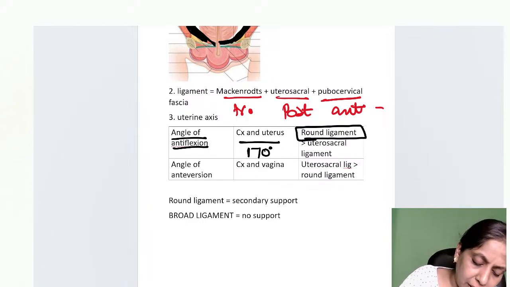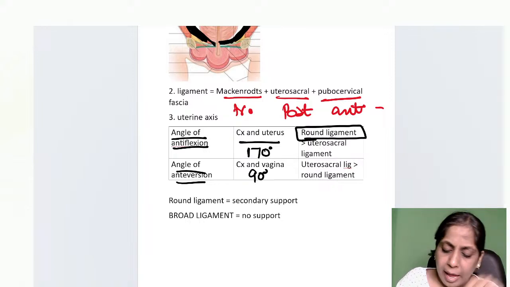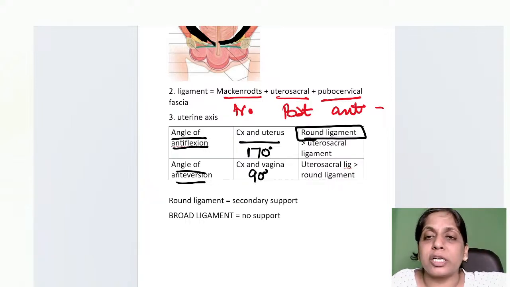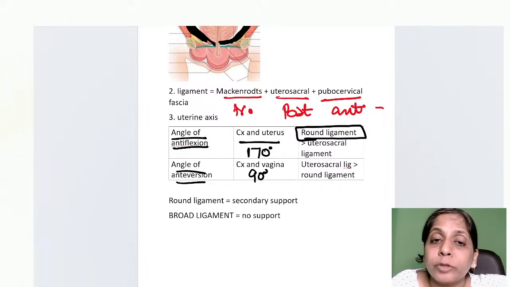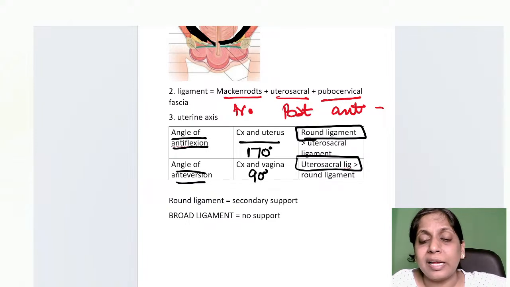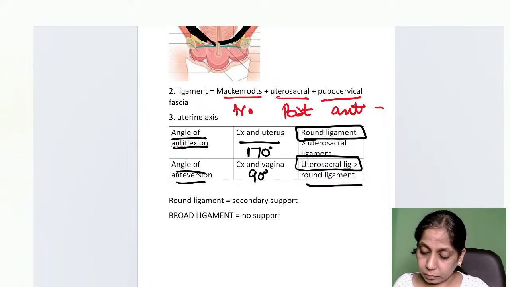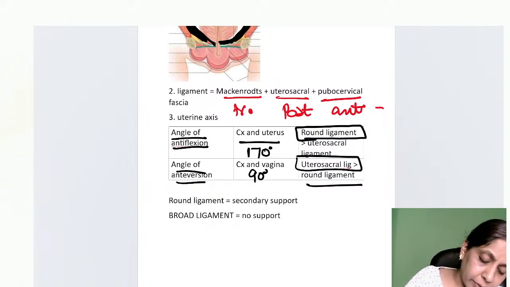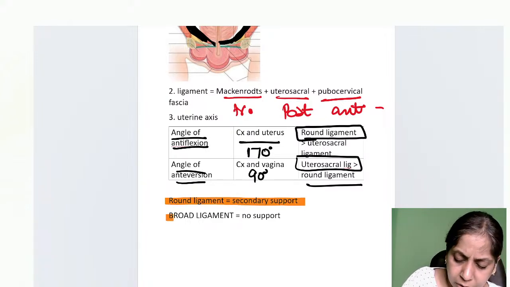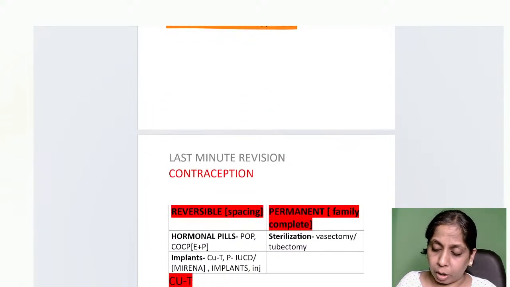Okay, the angle of anteversion is a very large angle, that is 90 degrees, and it is between the V for version and V for vagina. The angle between the cervix and vagina. The uterosacral ligaments push the vagina posteriorly at an angle of 90 degrees. Okay, the round ligament is a secondary support and the broad ligament gives no support.